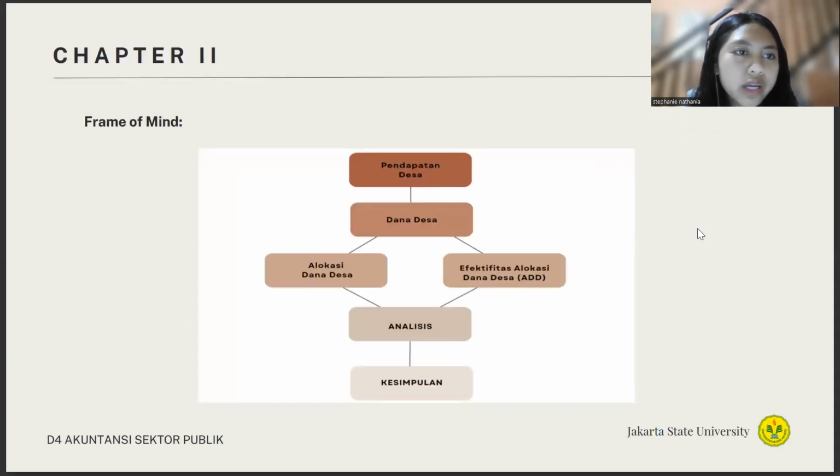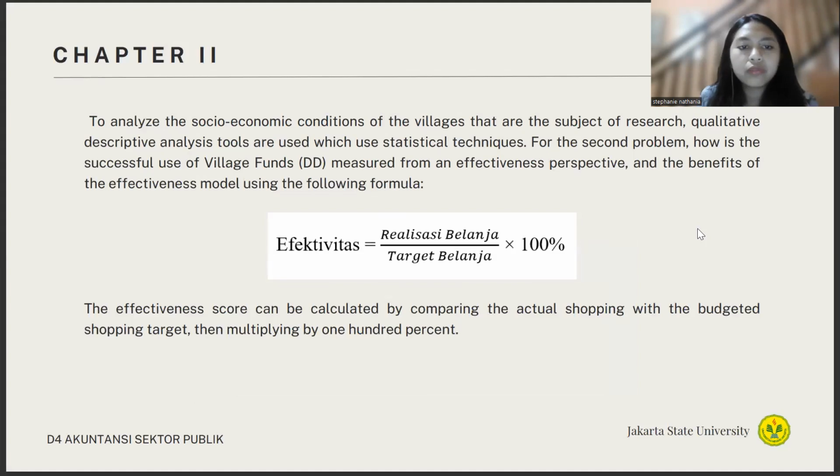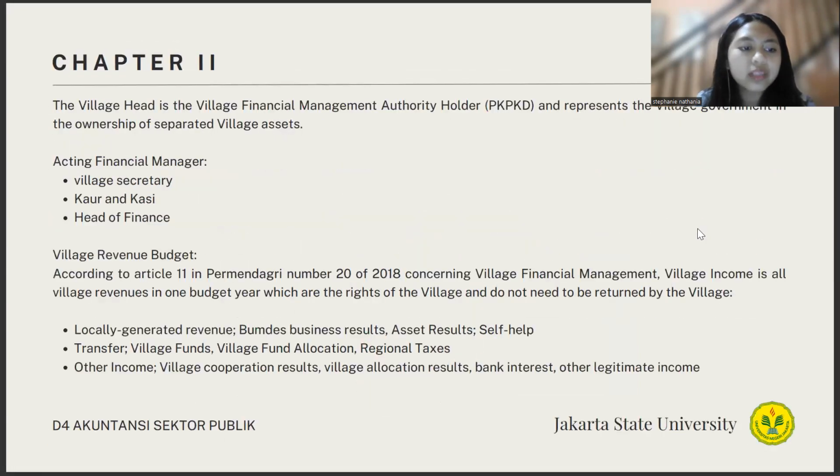Next is chapter 2, the frame of mind. In this picture, I'm using bahasa. First is pendapatan desa, or village revenue. From the village revenue, we have the categories, including dana desa. Dana desa is in the transfer funds. There are 3 categories of village revenue: locally generated revenue, transfers, and other income. So the village funds are in transfers revenue.